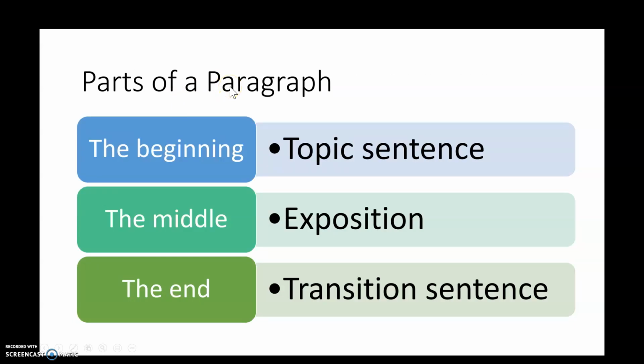So these different parts of the paragraph, the beginning, the middle, and the end, or the introduction, the body, the conclusion, whatever you want to call them, they have specific names. The beginning is called the topic sentence. It's the first sentence of the paragraph. The middle is called the exposition. It's that big chunk in between the topic sentence and the last sentence. And the end is called the transition sentence. It's not the best name for it. The transition sentence is mostly there to tie a bow on the end of the paragraph.